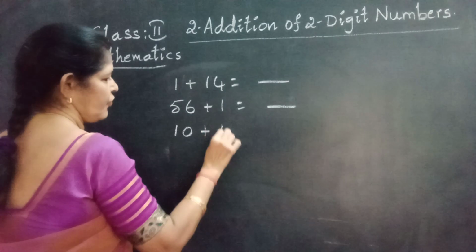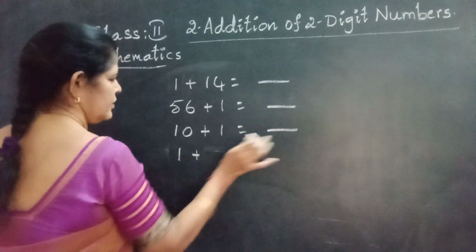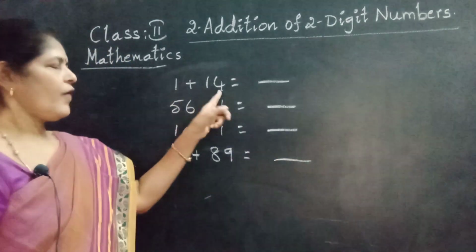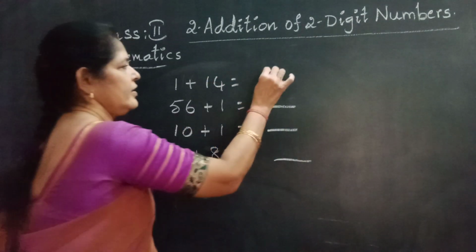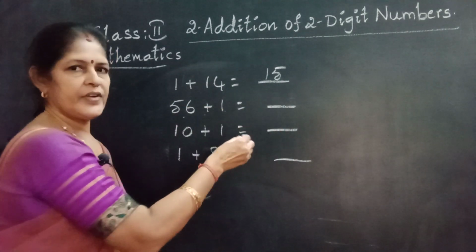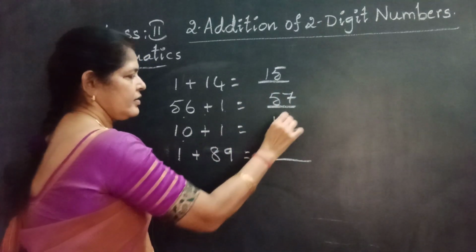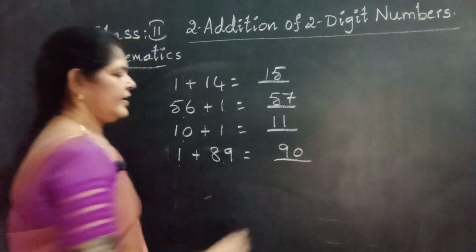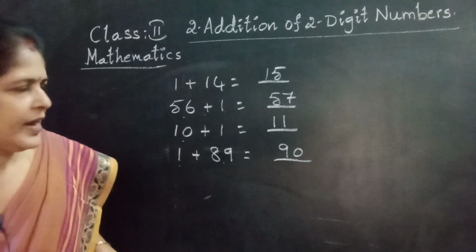10 plus 1. 1 plus 89. Now, come on, find the total. 1 plus 14. Next number of 14. After number of 14, 15. 56 plus 1. After 56, 57. Very good. 10 plus 1, 11. 1 plus 89, 89 after 90. Number plus 1. The next number of the given number.